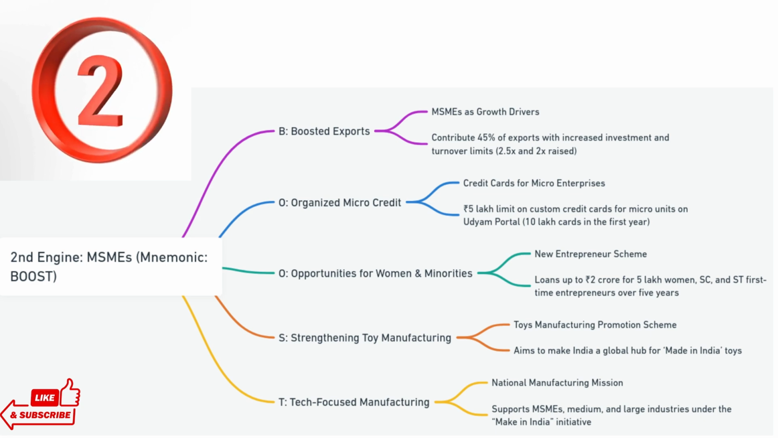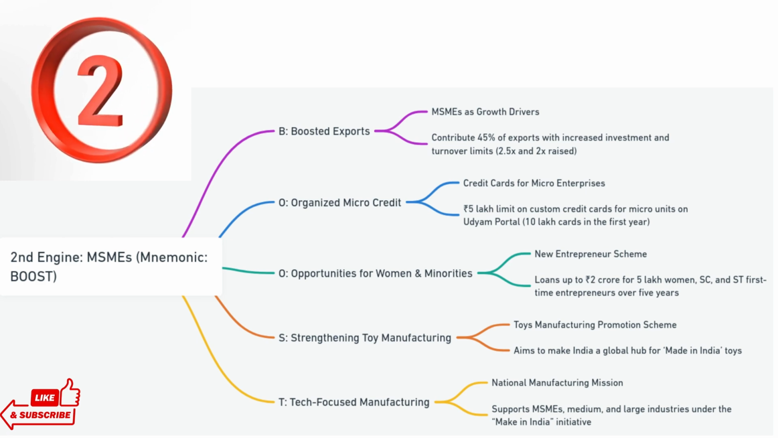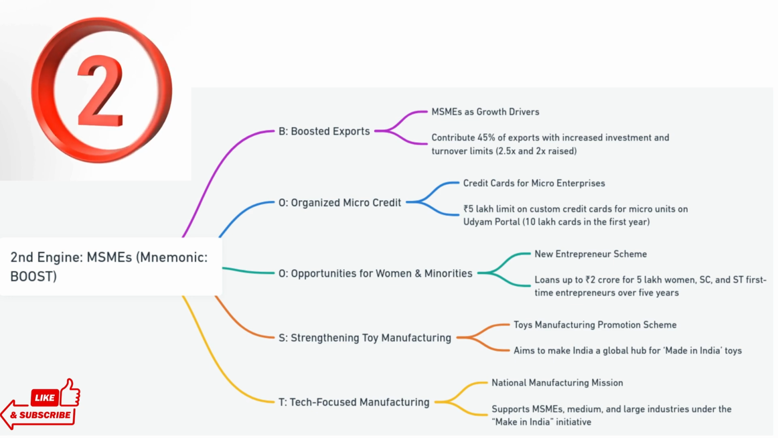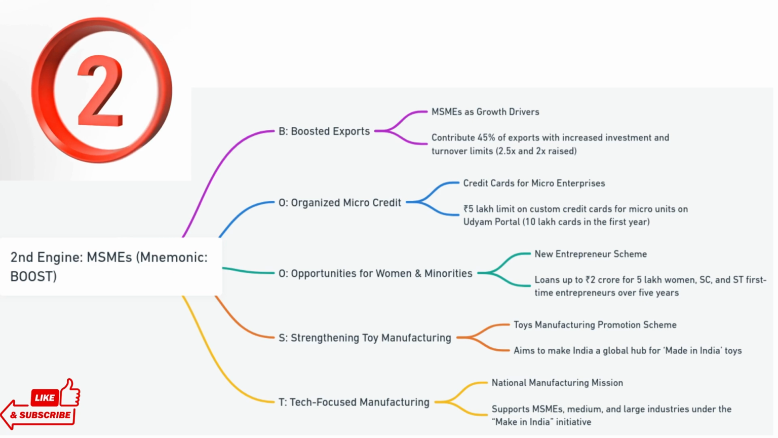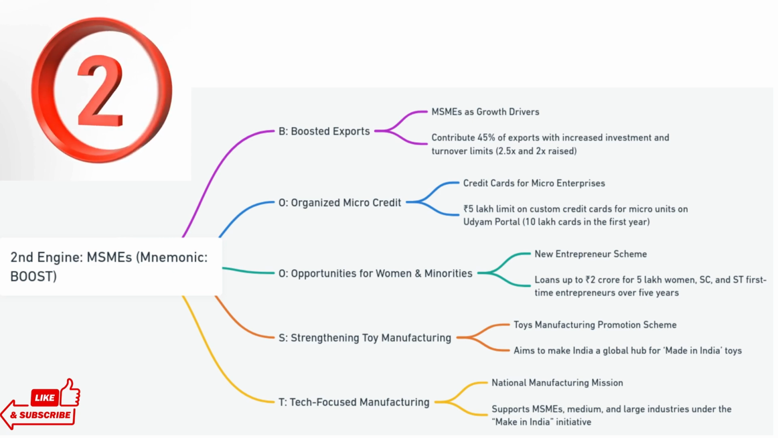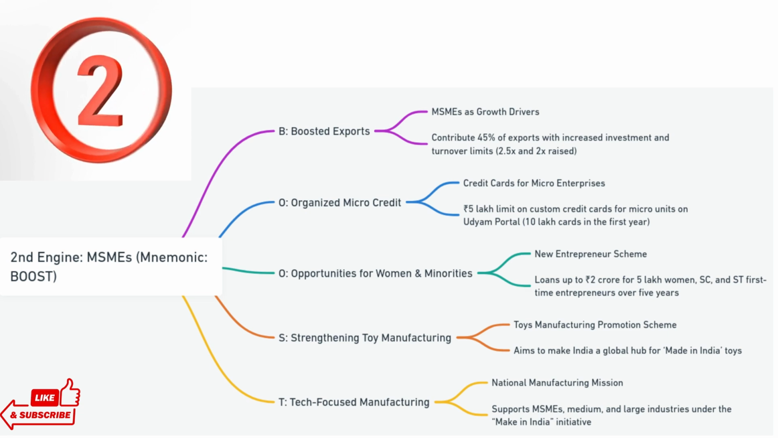S. Strengthening toy manufacturing. India wants to become a global toy manufacturing hub through the Toys Manufacturing Promotion Scheme. With a special focus on Made in India toys, this initiative will help MSMEs enter the 1.5 trillion rupees global toy market. अब देसी toys भी international shelves पर दिखेंगे.